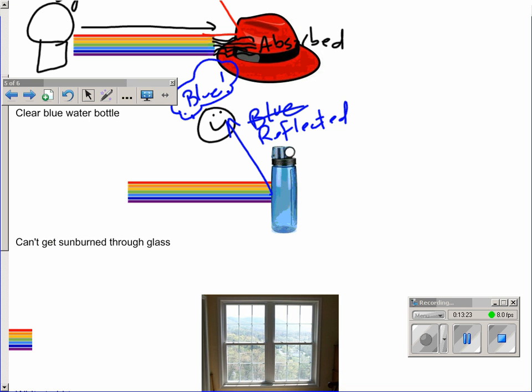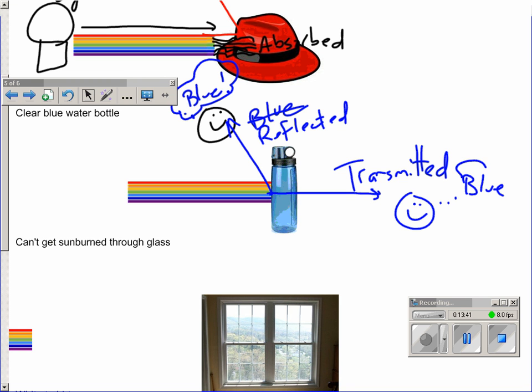Now, since it's transparent, that means blue light is also going to get transmitted. So if you somehow put a flashlight behind this thing, the only light that would come through the water bottle would be blue. So again, if you're over here looking at it, you would again think, oh, that looks blue light, right? Being transmitted through it.